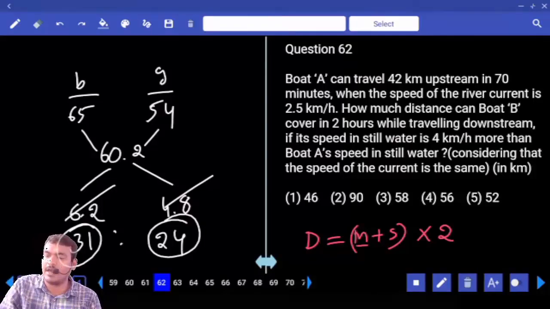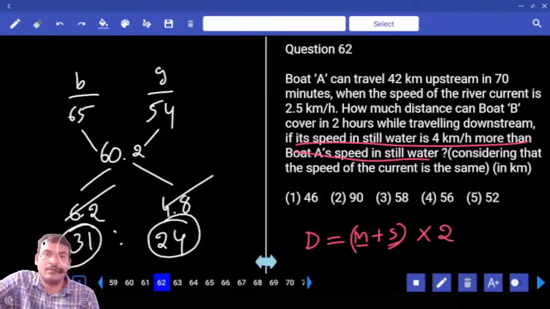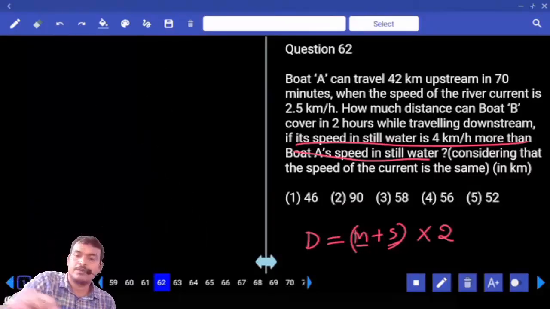Definitely we know the M value and S value. If its speed in still water is 4 kilometer per hour more than A's speed in still water, that means the M value compared to the original M value is 4 kilometer per hour more. First, in upstream.